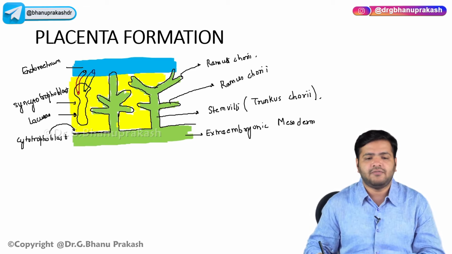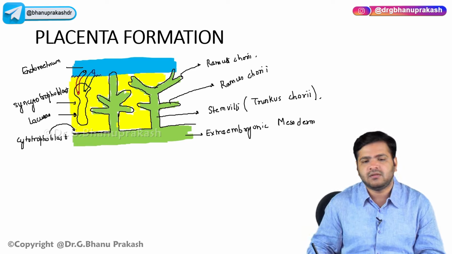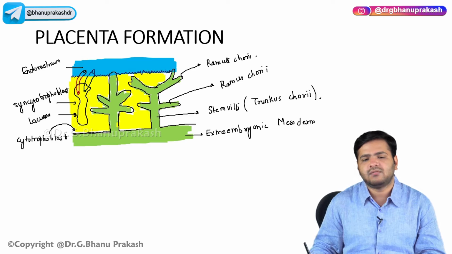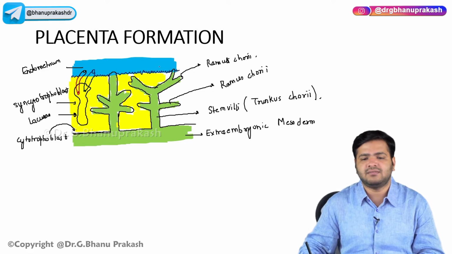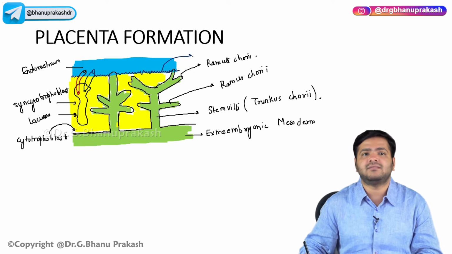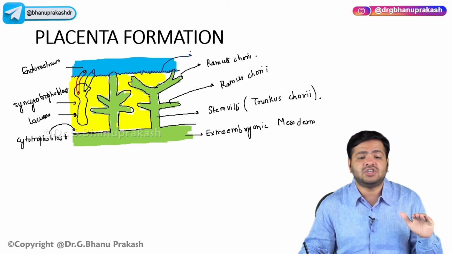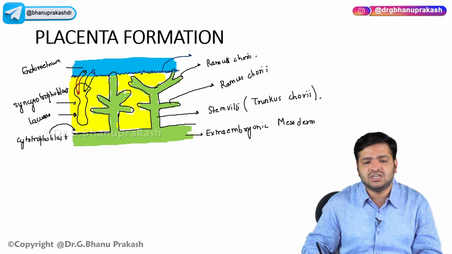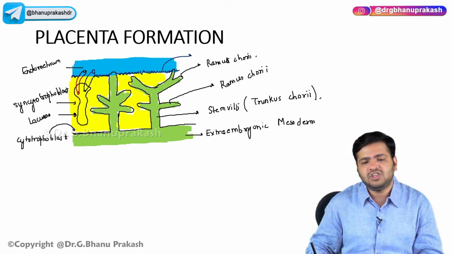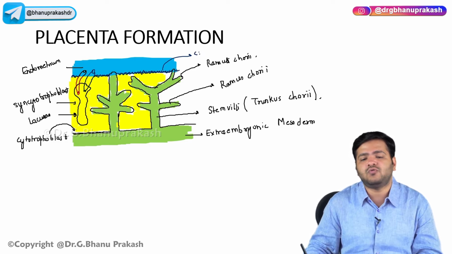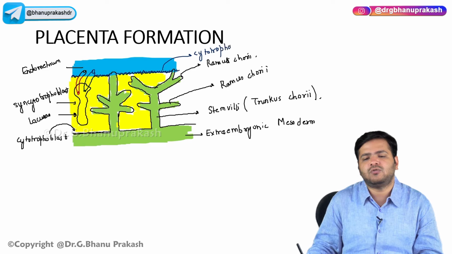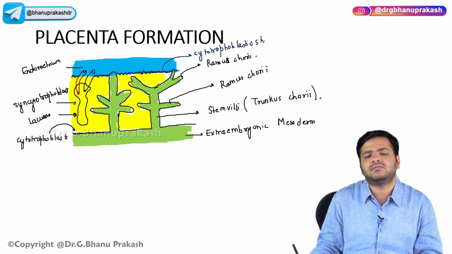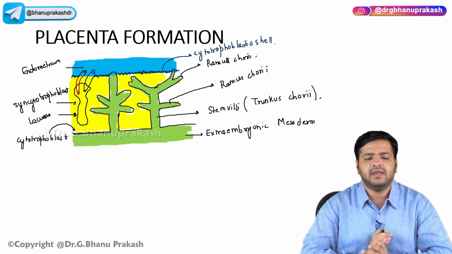And there will be formation of a septate over here, right? I mean these cytotrophoblastic cells, in between the endometrium and the syncytiotrophoblast. It will form a septate, a sheet-like structure basically. This sheet or shell is called the cytotrophoblastic shell, right?